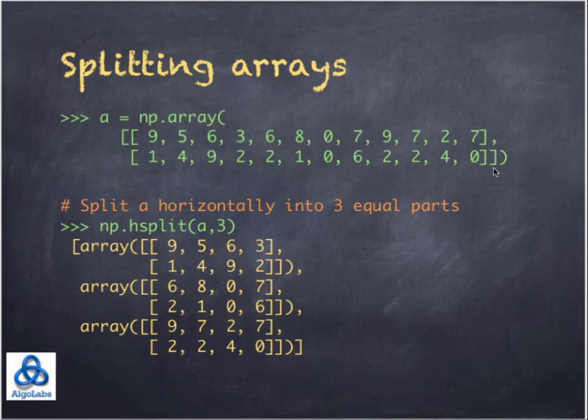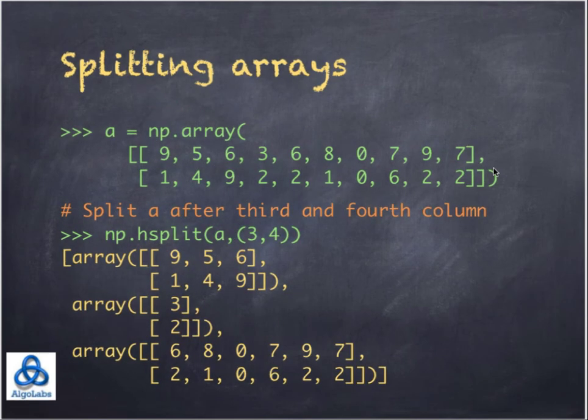And conversely, we can take an array and split it. So here, for instance, is a horizontal split where we take an array and say we want to split it into 3 parts. So what this does is it splits it into 3 parts. So we have 12 columns in this. So the first 4 columns become one part, the second 4 columns become the second part, and so on.